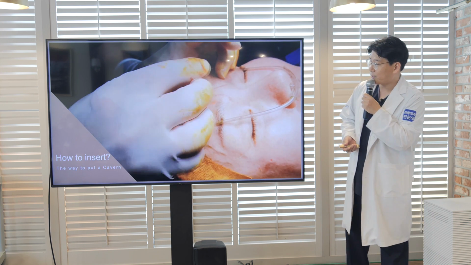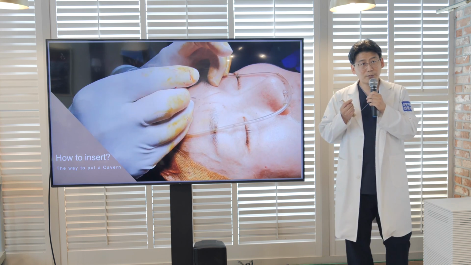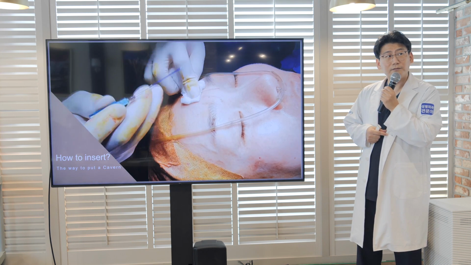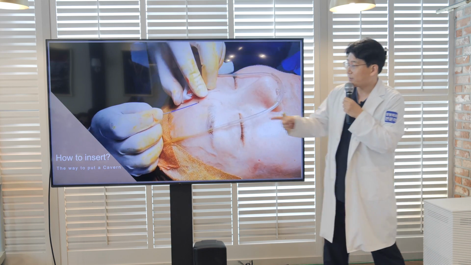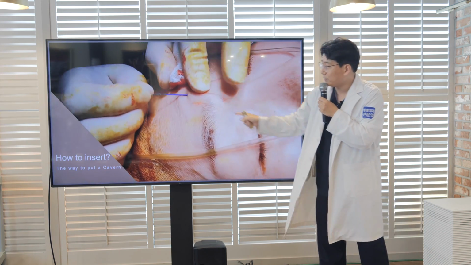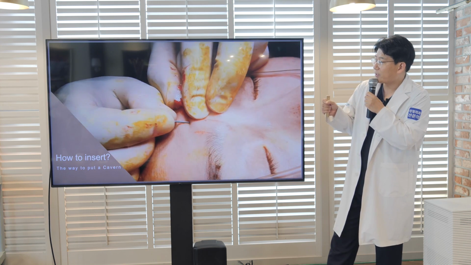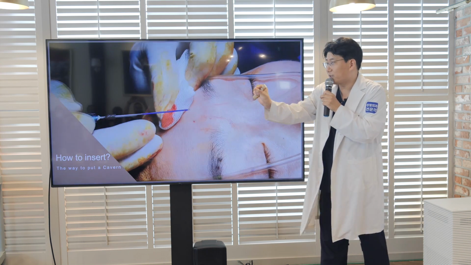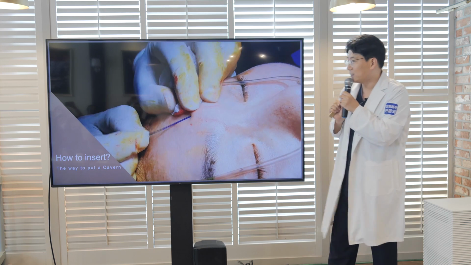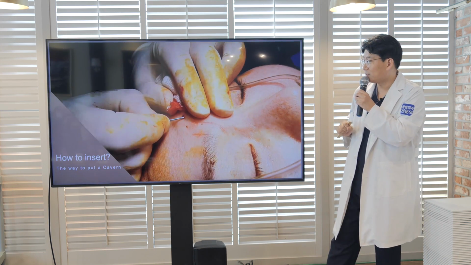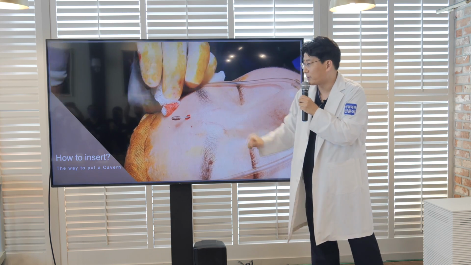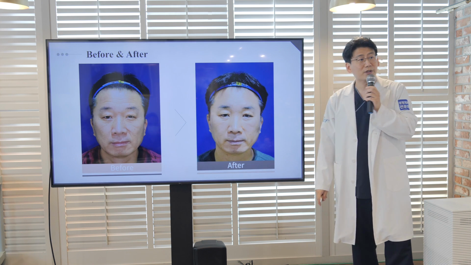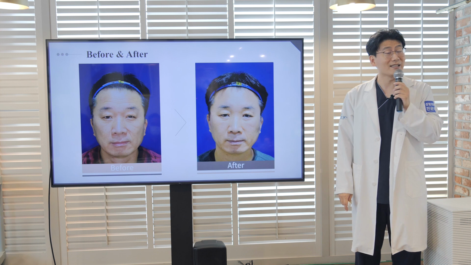I also insert the cavern thread for the frown line. The cavern thread is tightly attached to the needle, so insert it along the wrinkle. With the help of the auxiliary tube, you can push it into the skin. To separate the thread from the needle, push and remove this. Very simple. I prefer to use multi because it's less expensive.